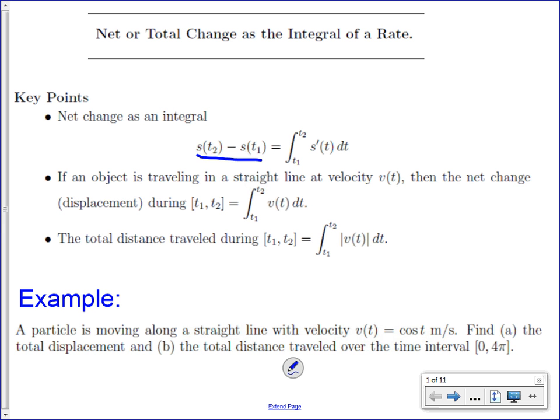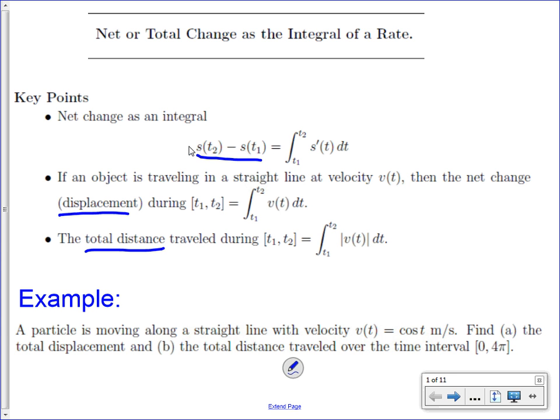Now, we can take that concept and apply it to motion. So the next key point is, if an object is traveling in a straight line at velocity v of t, then the net change, which we would call displacement, from t sub 1 to t sub 2 is equal to the definite integral. Okay, so anytime you integrate velocity, it's going to tell you the net change in position. All right, now, if you want to know the total distance, though, that's when you have to integrate the absolute value of velocity, okay? So remember, we've talked about these things.